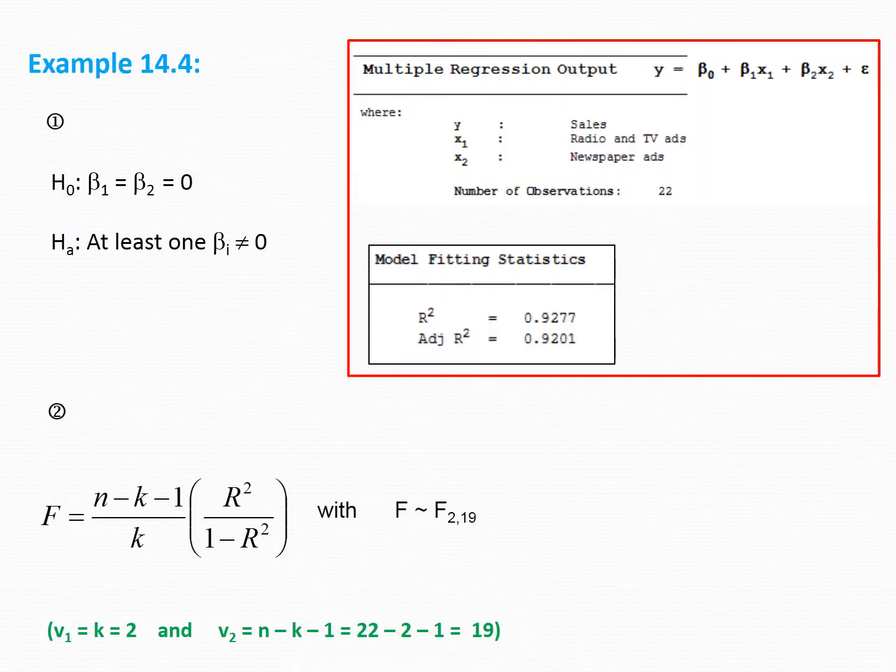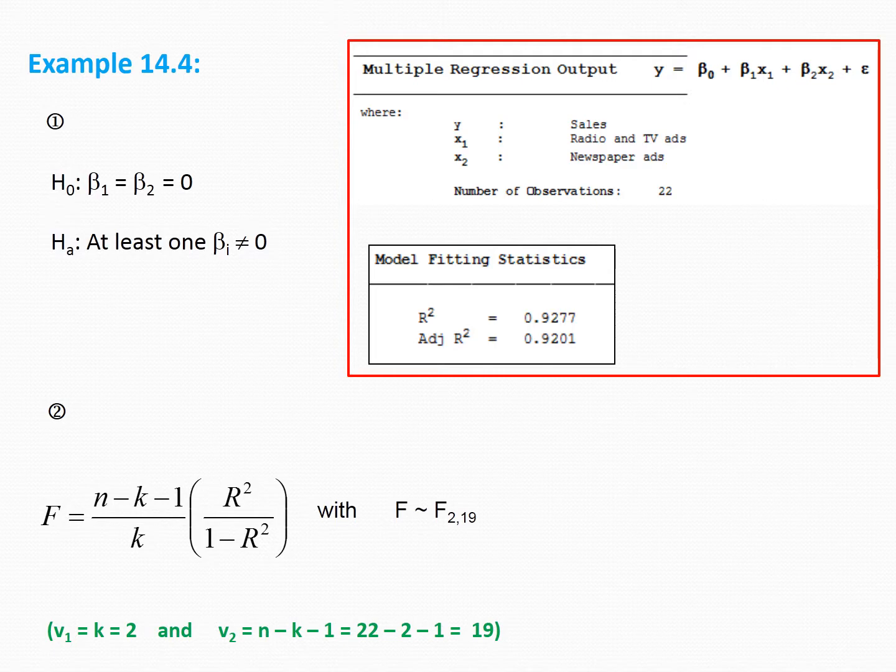Okay, let's just recap on the chapter example. Our dependent variable was sales and we had two independent variables, radio and TV ads and newspaper ads, and our number of observations was 22, and we can determine our coefficient of determination from our model fitting statistics.